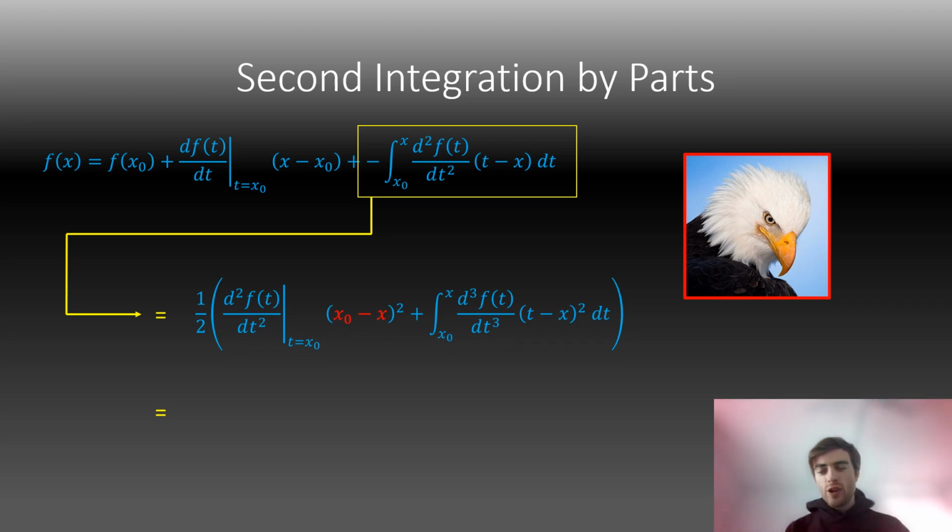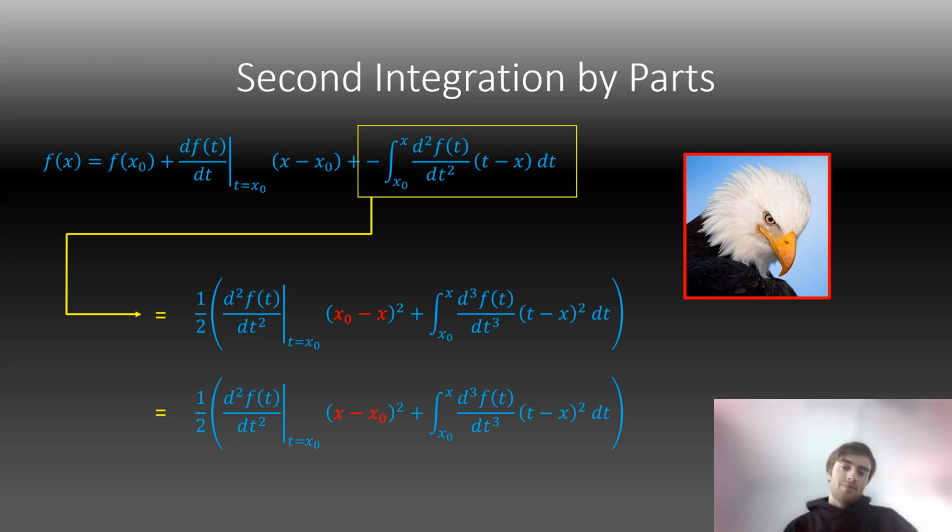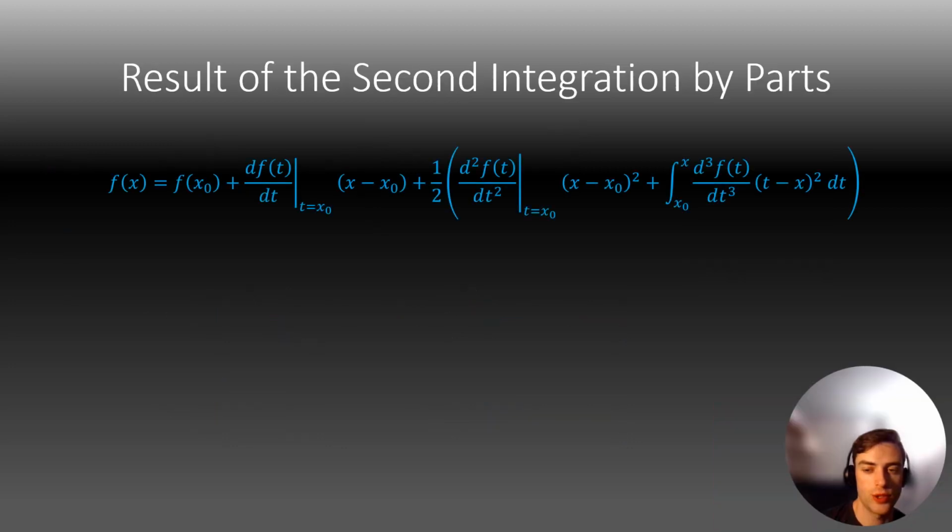At this point, your eagle eyes may have noticed that in this term you have an x naught minus x instead of an x minus x naught like you had on the previous term. However, this could be fixed because x naught minus x is equal to negative x minus x naught. And so if you square that, the negative signs cancel out, and thus you can reverse the terms right there, so that you have an x minus x naught right there. And then here's the result of the second integration by parts.